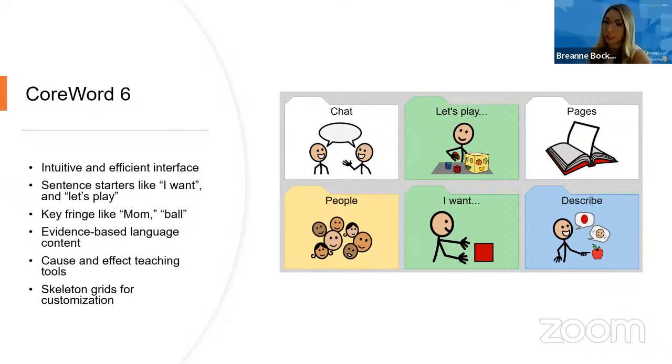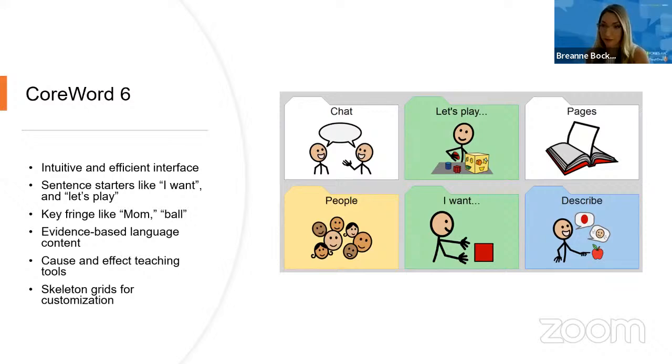So additionally, CoreWord includes fringe like mom and ball, because we know at these beginning stages, those nouns are going to be important as well. So those are readily accessible in the system. And then CoreWord 6 is made up of evidence-based language content that's created from research on language development. So this is all designed to support that early language acquisition and building on that for the next levels.